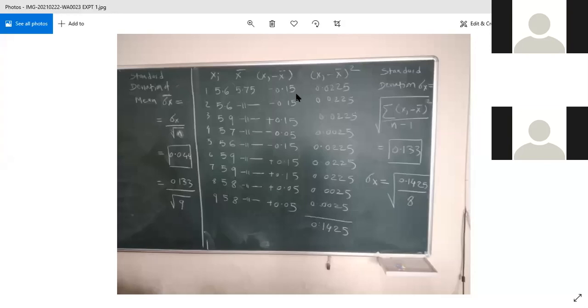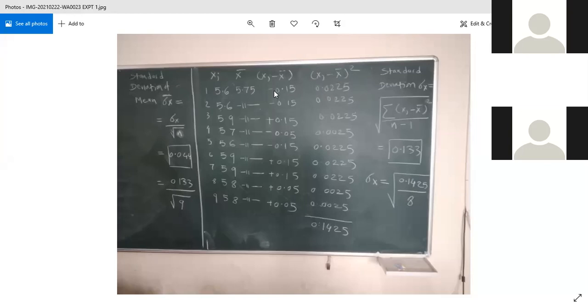Now next we have to calculate xi minus x bar. So xi is 5.6 and x bar is 5.75. When you subtract 5.75 from 5.6, you get minus 0.15. And then make the square of this. Don't use the formula (a minus b) whole square is equal to a square minus 2ab plus b square.